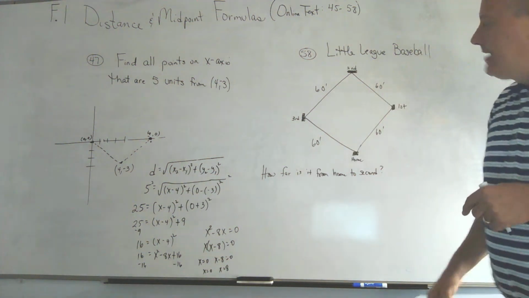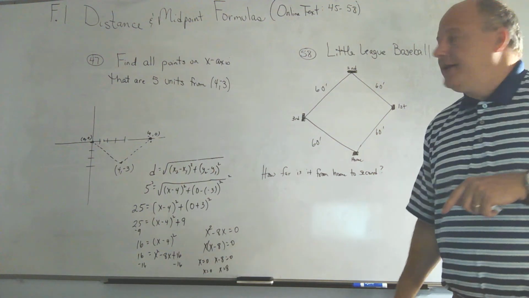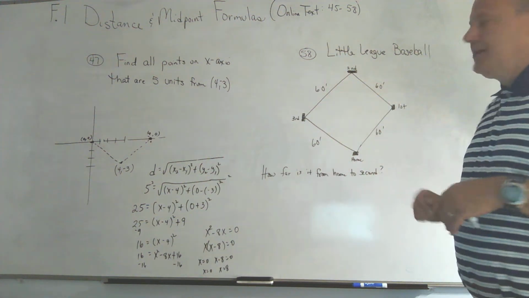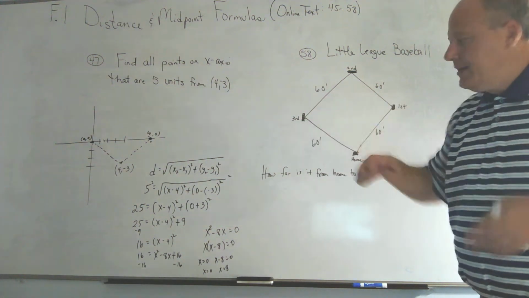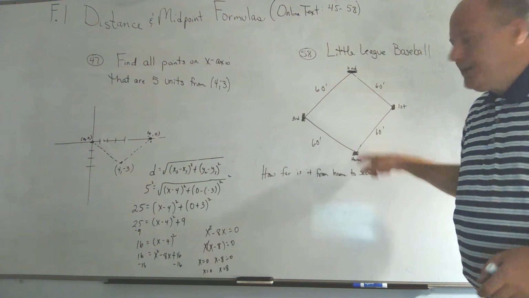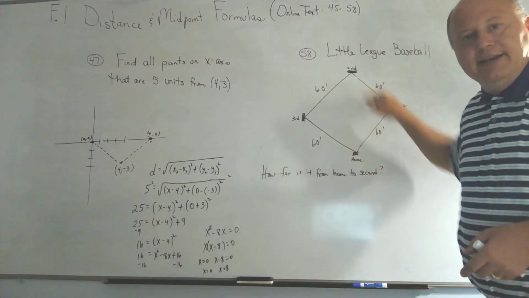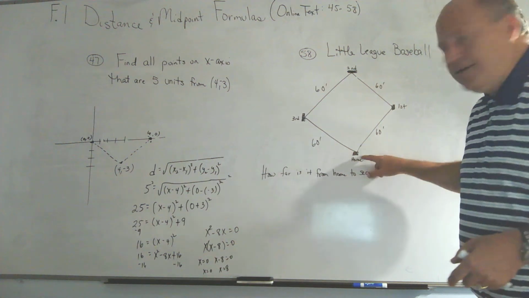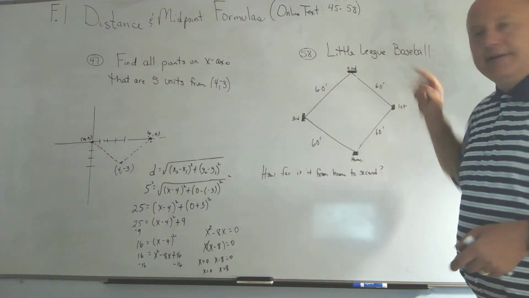Now, 58. Again, this is a lot of paraphrasing, and the book is kind of long and wordy, and you have to read it and translate it into a picture. They're talking about a Little League baseball field, and it's a square. Most people call it a diamond, but a diamond is a square that's been rotated, and all the bases are at right angles. In Little League baseball, it's 60 feet from one base to another base. And what they want is how far it is from home base, down here where the batter's at, to second base.